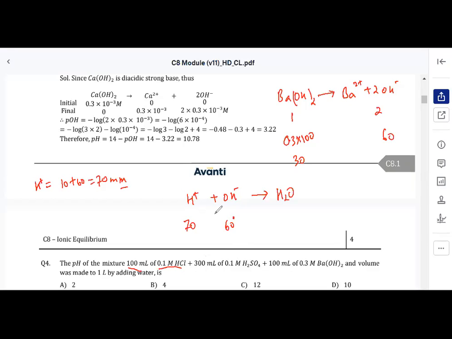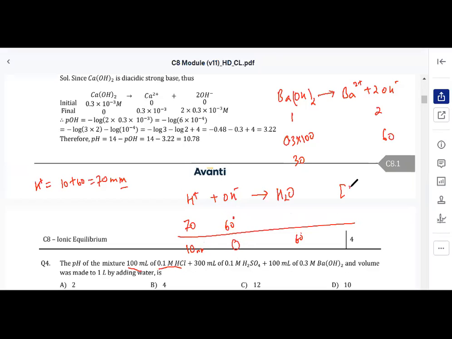Out of two, which is your limiting reagent? Out of H plus and OH minus, what is your limiting reagent? Yes, very good. OH minus. So after the reaction, you're left with 10 millimoles H plus, 0 OH minus, and 60 millimoles water. So you are left with 10 millimoles of H plus.